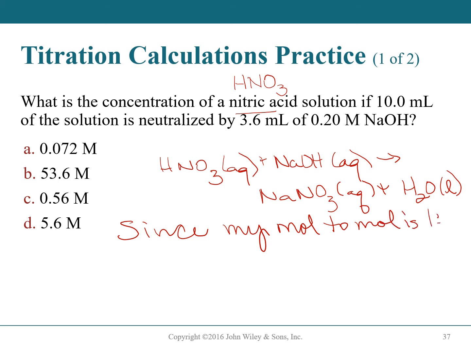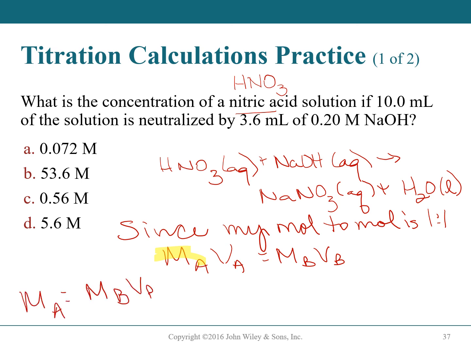is 1:1, let's try that other equation I gave you. We're going to use MAVA is equal to MBVB. Okay, and we're looking for MA. So MA is equal to MB VB over VA. Now, like I say, you need to be careful and make sure this condition is met. So even if you're in a hurry, make sure you think about this before you just resort to this equation.